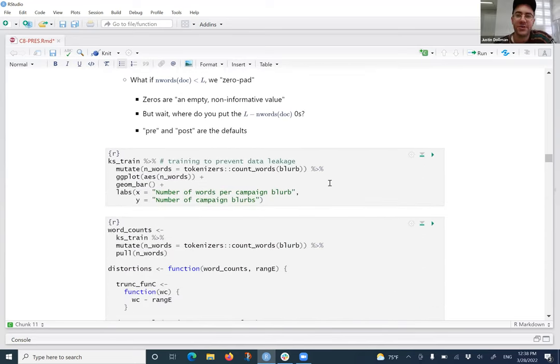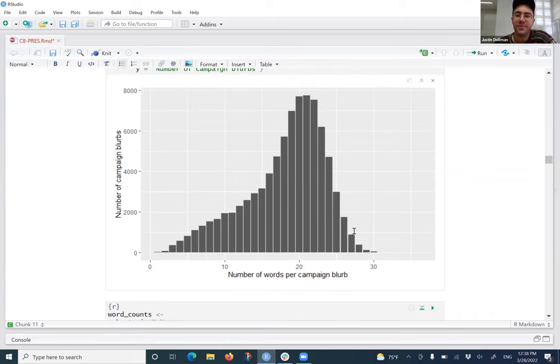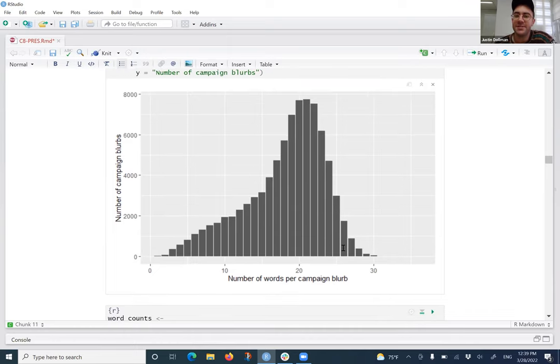Okay, I'm going to go through this a little bit, just to be concrete about this. We saw the character distribution earlier. Here's the distribution of words. And the way this is presented in the book is that you look at this and decide very impressionistically how long L should be.